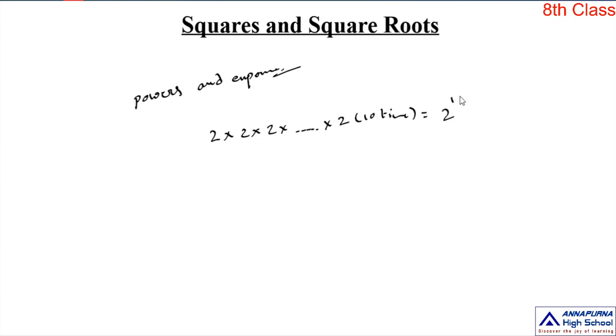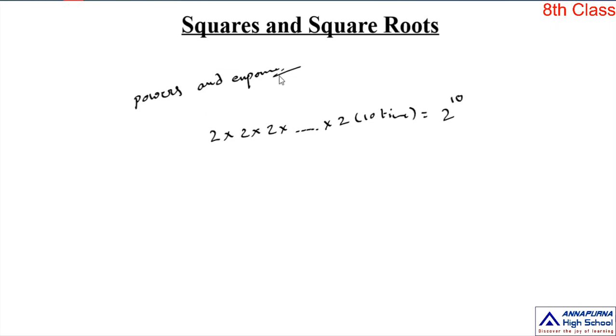It's 2 power of 10. Here 2 is the base and 10 is the exponent. The number that is multiplied repeatedly is taken as the base, and this 10 is called the exponent. It presents how many times the base is multiplied. Here 2 is multiplied 10 times, so its power and exponential form is 2 power of 10.